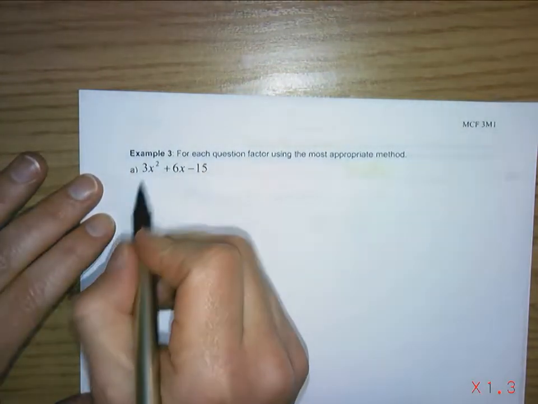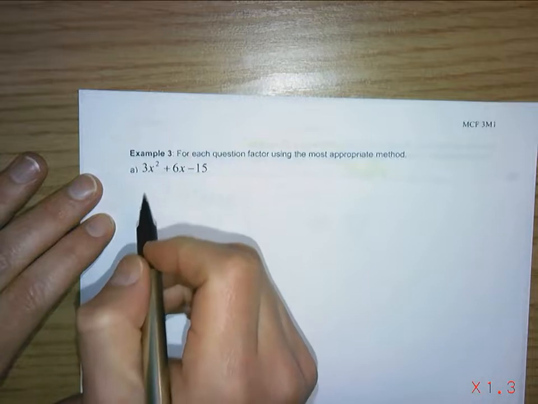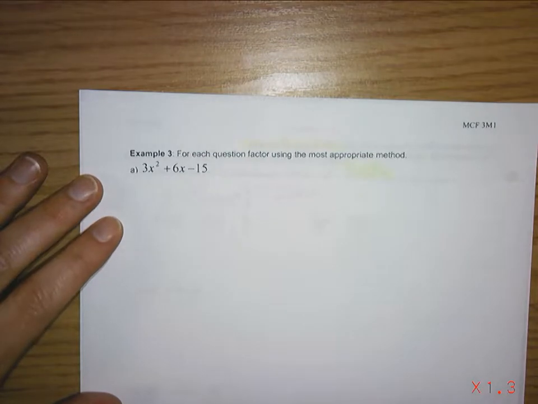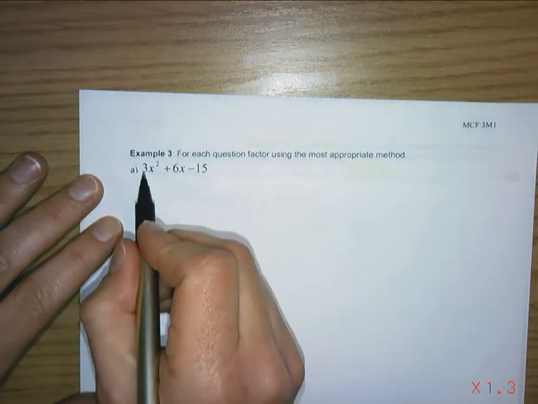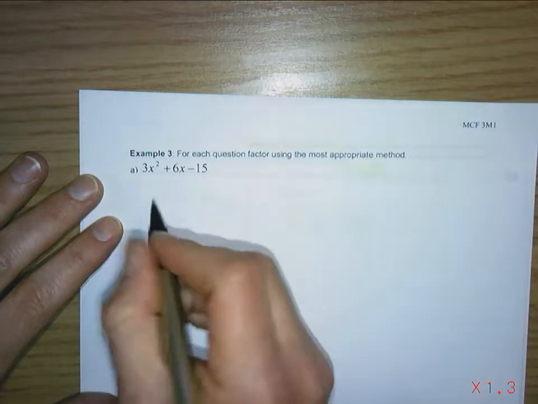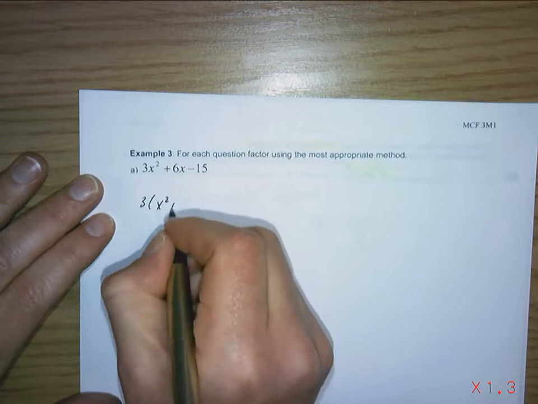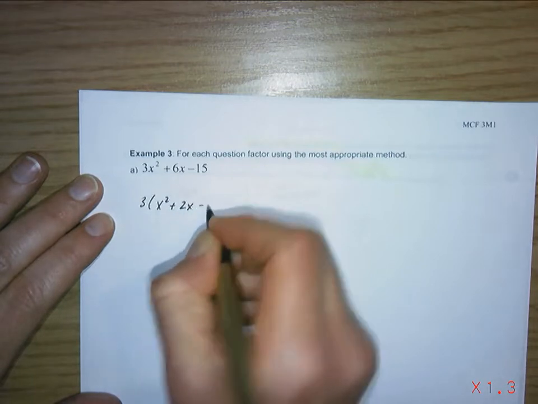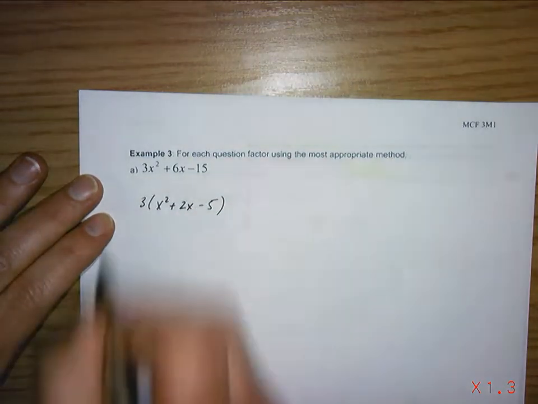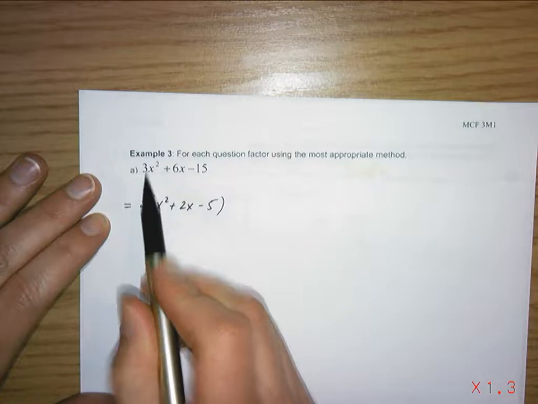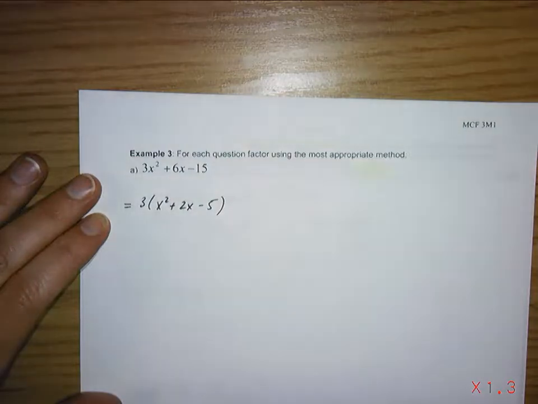I'm looking at the number in front of the x squared. I notice that it's not a 1, so it would be seesaw. But before I do that, I always try to common factor first. I've got a 3, a 6, and a 15. Common factoring will work. I can take a 3 out of all of them, and that will leave me with 3 times x squared plus 2x minus 5. Notice if I put it back in, I get 3x squared, 6x, negative 15.